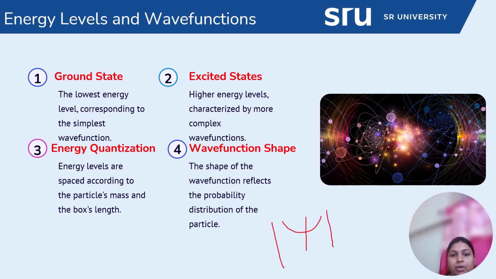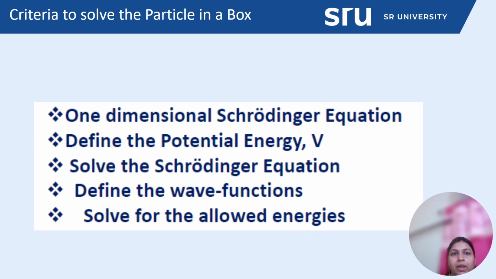So this is basically mod of psi square, and this will give the information about that particle state. Before going to the particle in a box, if we want to discuss and solve the one dimensional problem, we must satisfy the one dimensional Schrodinger equation, define the potential energy or potential barrier V, solve the Schrodinger equation, define the wave functions, and solve for the allowed energies.